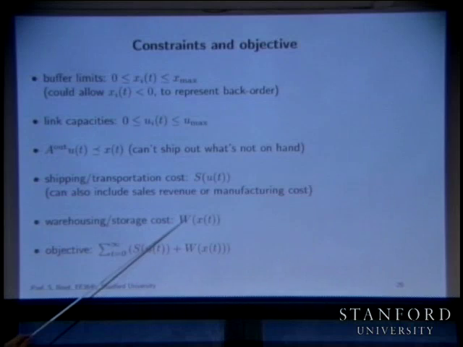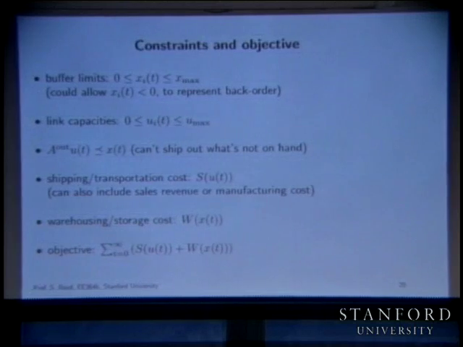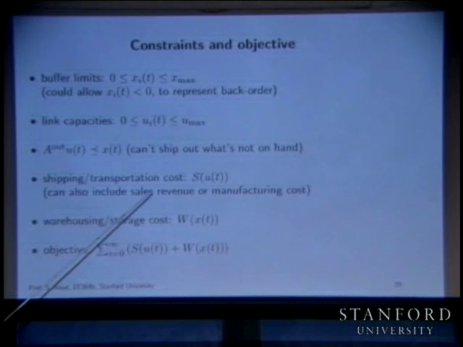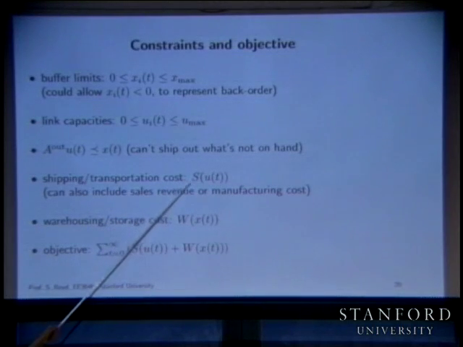Warehousing and storage cost is just a charge on w. If you allow x's to go negative, you would have, in fact, a cost, a backorder charge, which could be real or just an internal accounting. And your objective would be to minimize this. I should mention one thing. There are some very common shipment and storage cost charges which are not convex, and that would be like a fixed charge. We're not going to look at those, although you could.